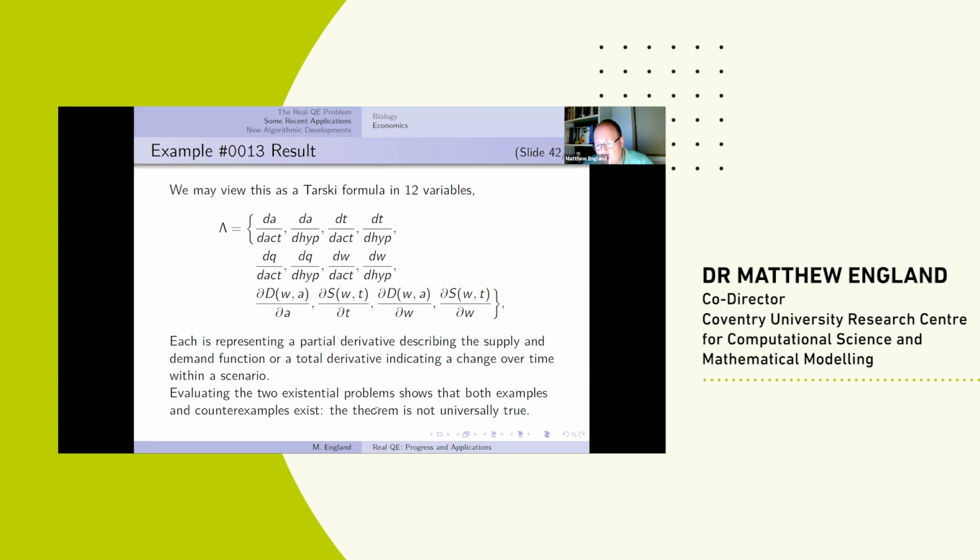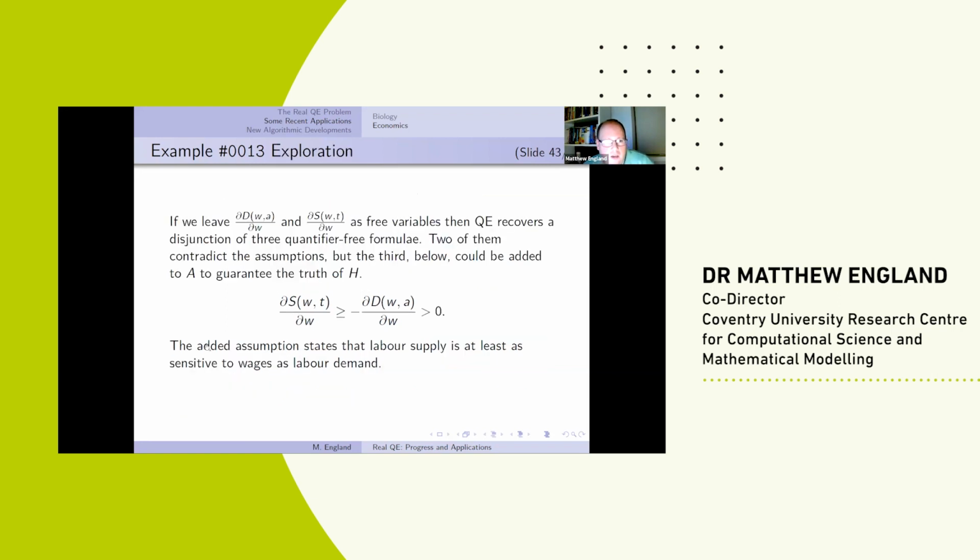And he showed that the theorem was not universally true. That is to say, it wasn't true for all possible real number values of the variables. So it didn't satisfy universal quantification. And then exploring this in the paper, we saw that if you added in 2 additional assumptions, you could make Paul Krugman's argument true. The additional assumption was basically saying that you had to assume that the supply of labor was more sensitive to wage price than the demand for labor.